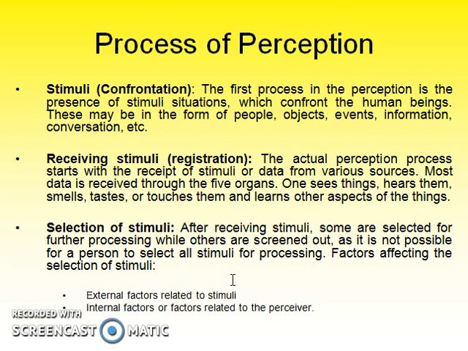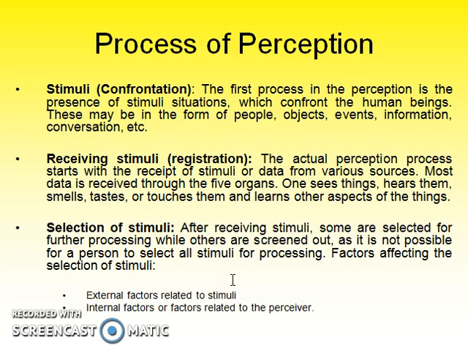Here comes the process of perception. First of all, to perceive the thing there should be a stimulus, meaning there should be some object which you will perceive. The first process in perception is the presence of stimuli, situations which confront human beings. These may be in the form of people, objects, events, information, conversation, etc. It means there are different things which we should be perceiving.